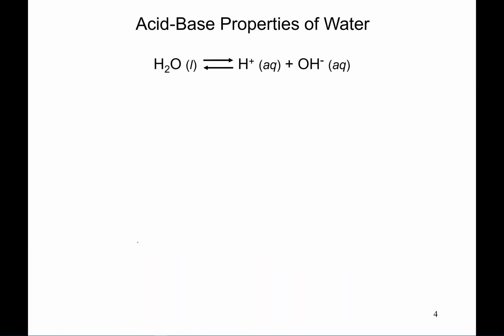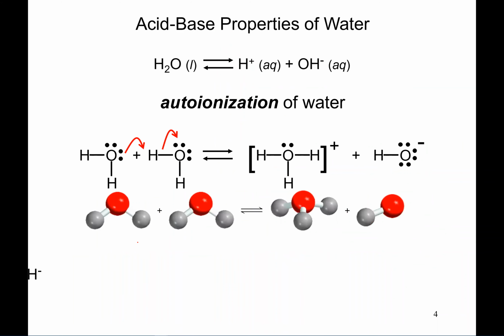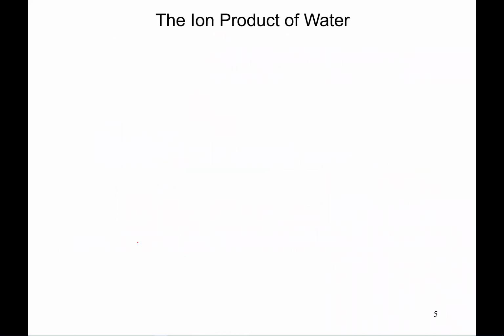So acid-base property is water. You break the water molecule down to H plus and OH minus. That's called the autoionization of water. The reaction of one goes to the other like this. You have the acid and its conjugate base, the base and its conjugate acid on the other side.